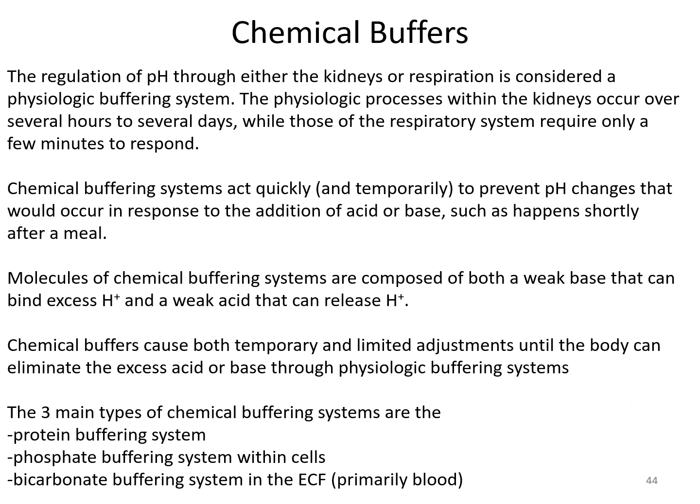Okay, chemical buffers cause both a temporary and limited adjustments until the body can eliminate the excess acid or base through the physiological buffering system. So these guys kick into gear first, while those physiological systems kind of get ramped up and going until they're fully effective. There's three main types of chemical buffering systems. You've got the protein buffering system, the phosphate buffering system, that's primarily within our cells, and then the bicarbonate buffering system in the extracellular fluid, primarily in the blood.